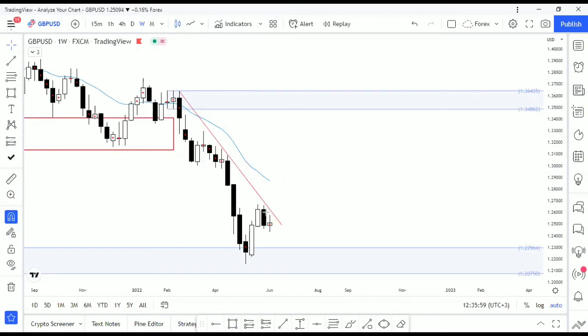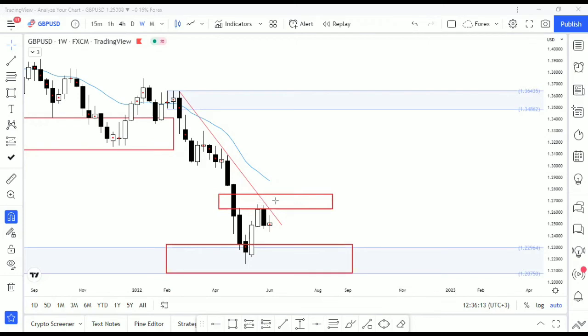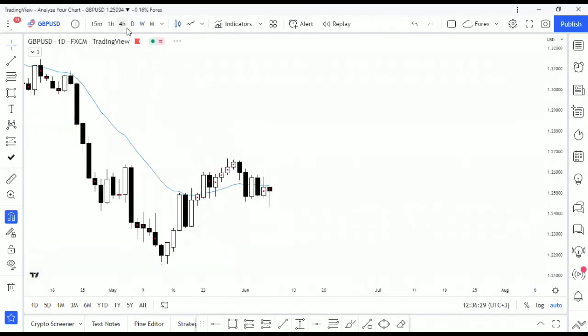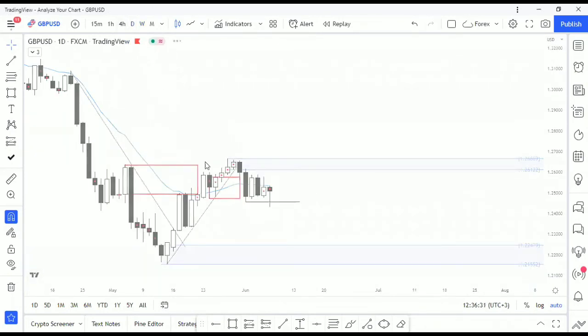So I think the price will continue to push down, though we have a very strong weekly demand level, which is in control. But this area seems to be very strong, and it managed to prevent price from going further to the upside. So on GBPUSD this week, it's better to look for selling opportunities only, so that we can make money.